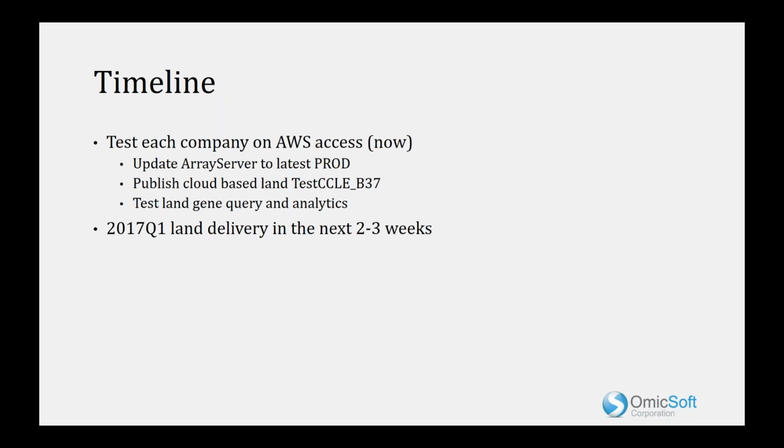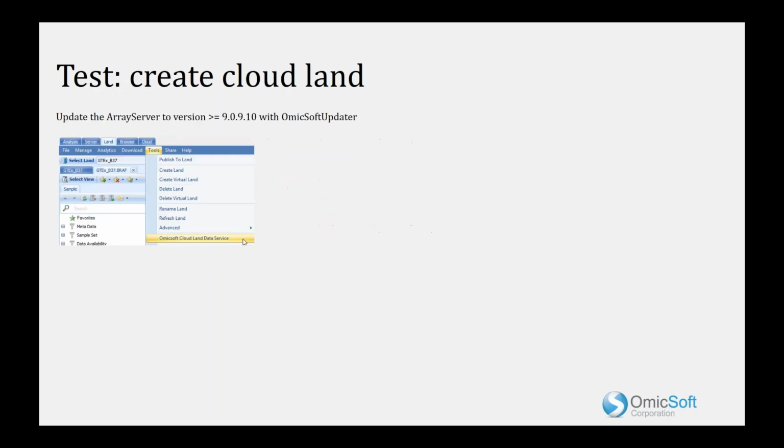So update the ArrayServer to the latest production, publish a cloud Land called test CCLE, and query Fusion to make sure it's working. If it's not working, please contact us and we can find a way out, either working with your IT to whitelist a few of the S3 link sources, or we can think of a way using your proxies. And after that, in the next 2 to 3 weeks, we will deliver the 2017 Q1 release, which will be all cloud-based. So for a small test, update your server.